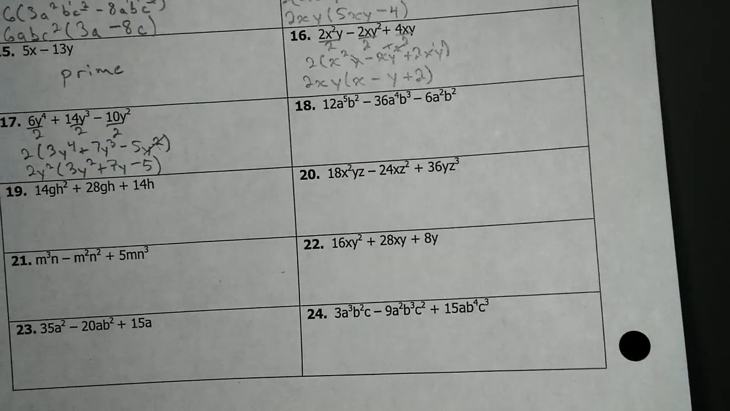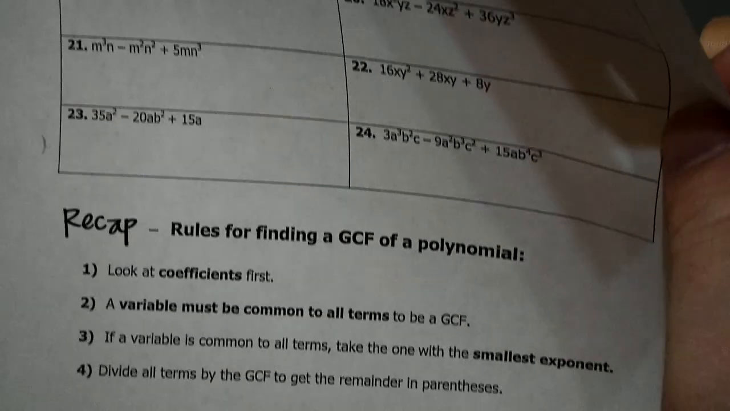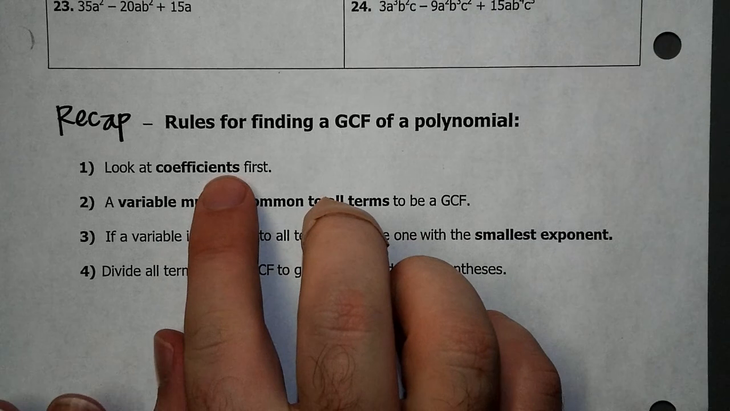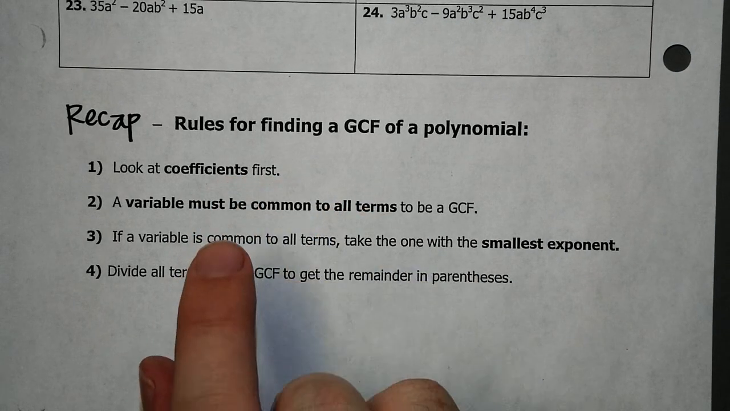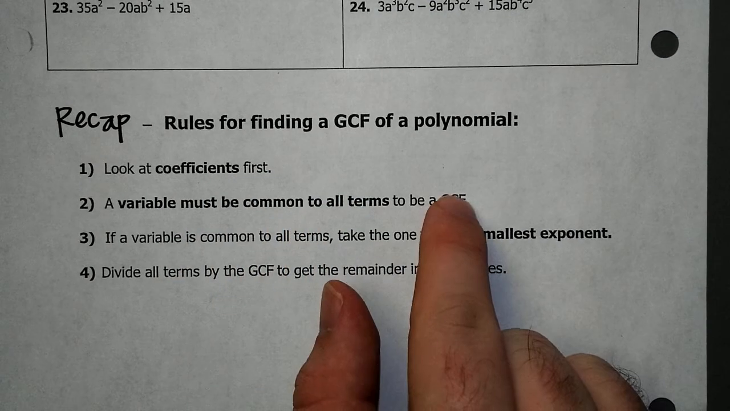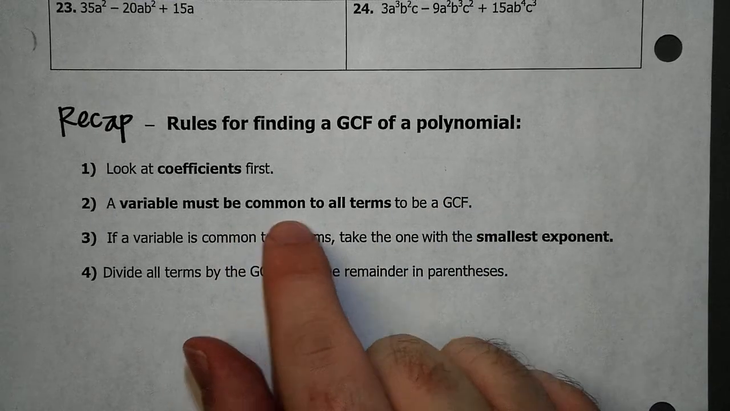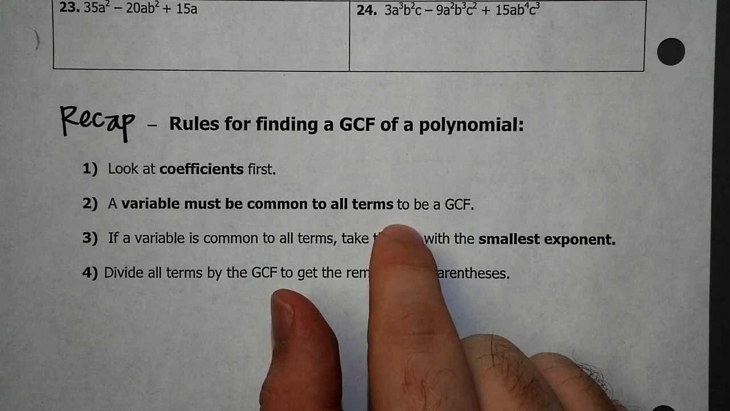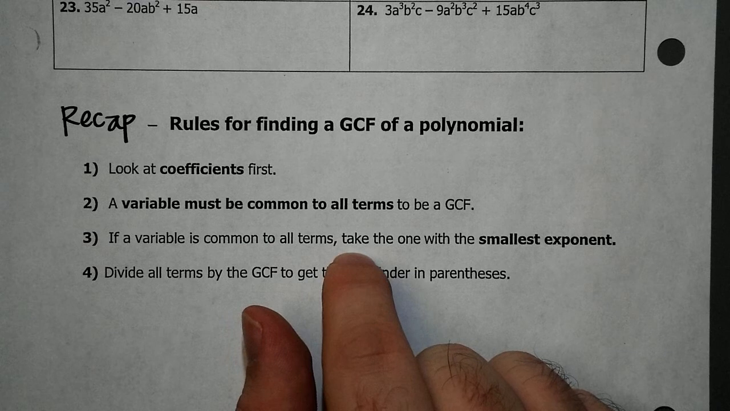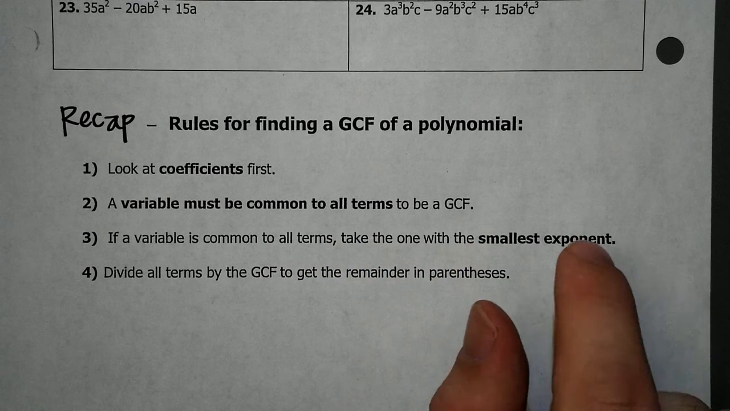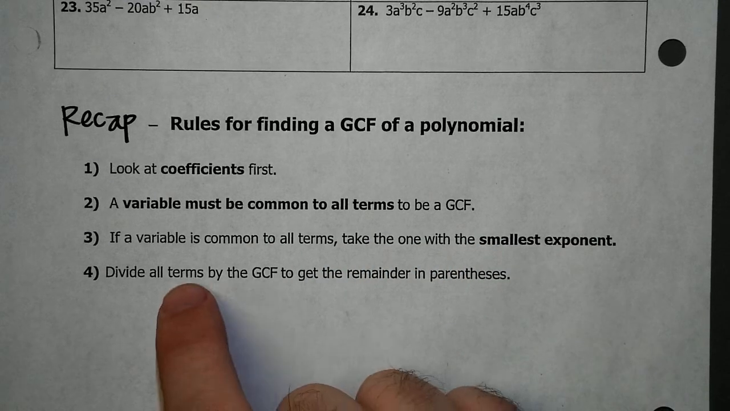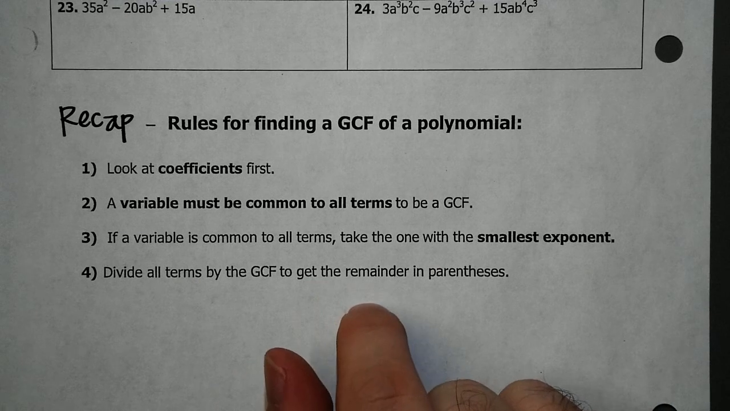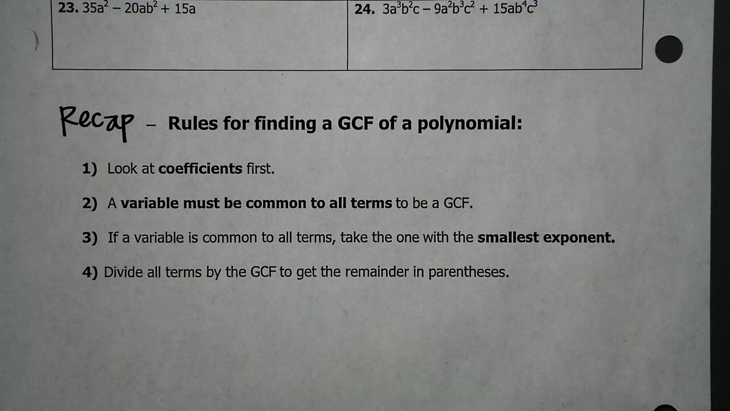Now, the recap. Look at your coefficients first, and find the GCF of those. A variable has to be common in all the terms to be a GCF. If it doesn't have the same variable, you cannot do that. If a variable is common in all terms, you only take the one with the smallest exponent, and divide all the terms by the GCF to get the remainder in parentheses. All right?